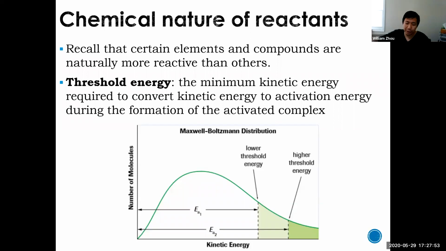The chemical nature changes the activation energy, and the activation energy of a compound is an inherent property of that compound. It is unique to specific compounds. Does that make sense? So that explains why certain things react easily, whereas other things don't react so much.